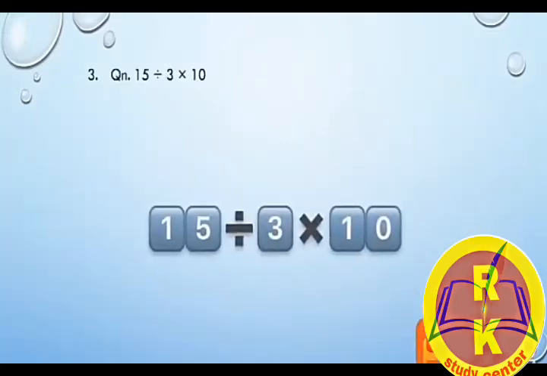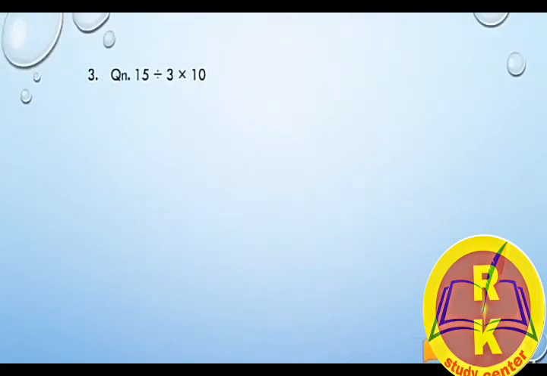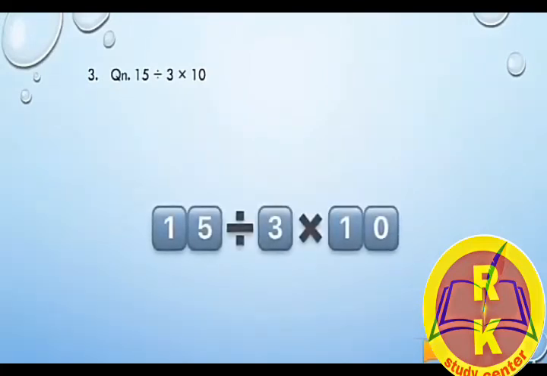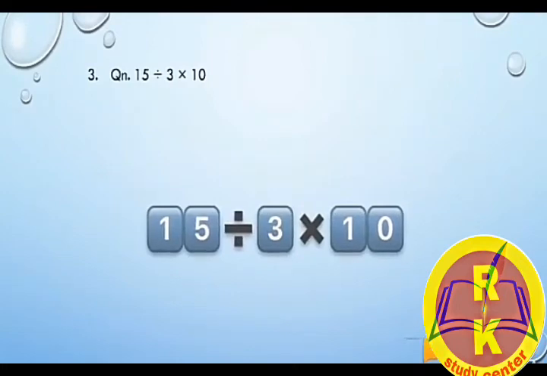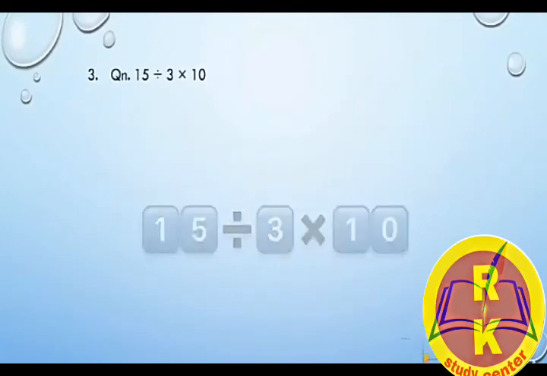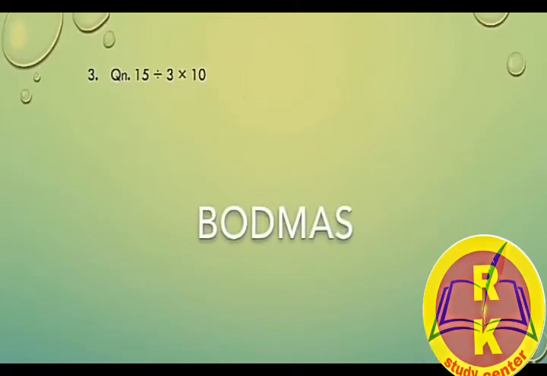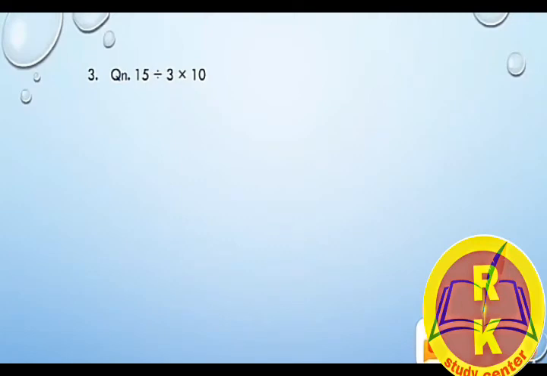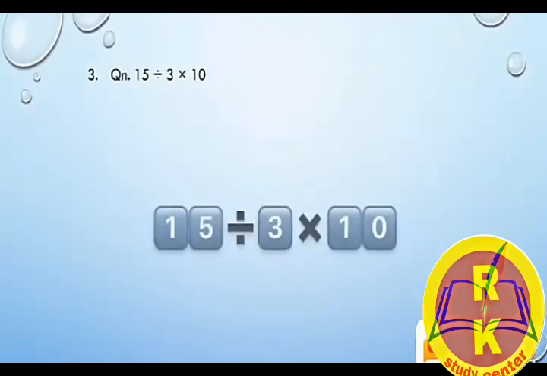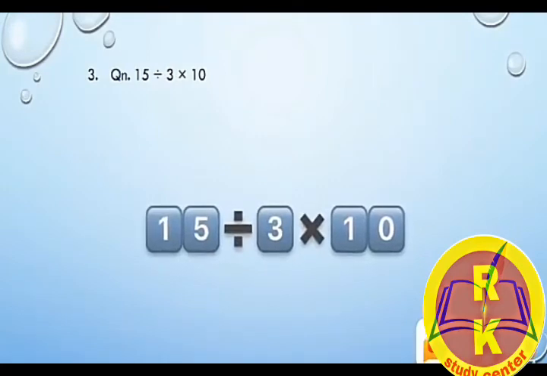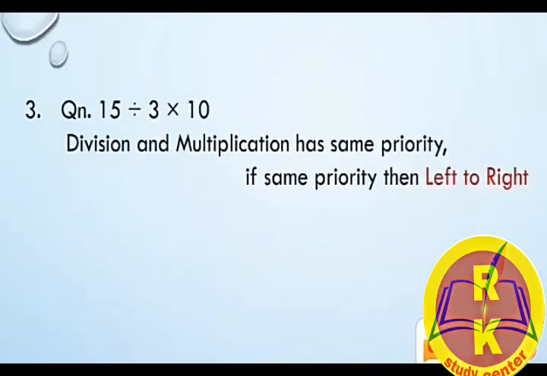Now we will see another example. 15 divided by 3 into 10. How can we do this? Here we have two operators, division and multiplication. Which one will we do first here? According to the BODMAS rule, division and multiplication have the same priority. So we have to do them as they come. That is the left to right rule. First division is coming, so we can do division first, then multiply with 10. So 15 divided by 3 is 5, then 5 into 10.